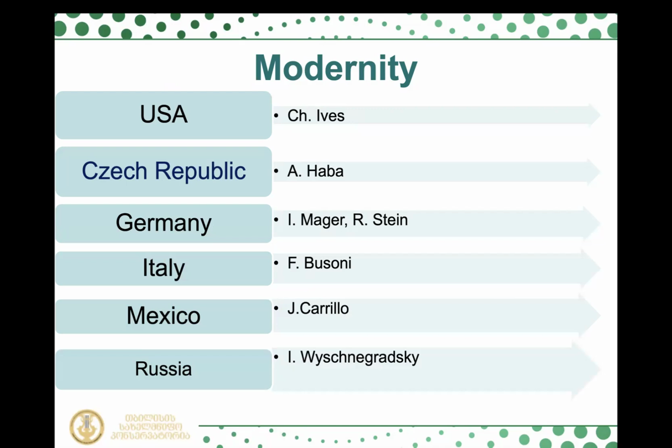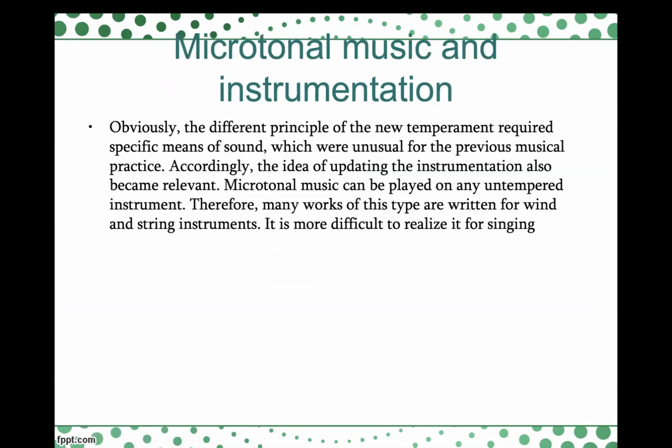Obviously, the different principles of the new temperament required specific means of sound, which were unusual for the previous musical practice. Accordingly, the idea of updating the instrumentation also became relevant. Microtonal music can be played on any untempered instrument. Therefore, many works of this type are written for wind and string instruments.